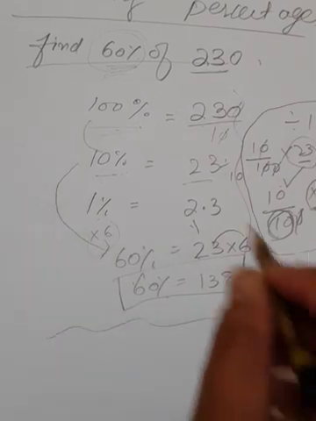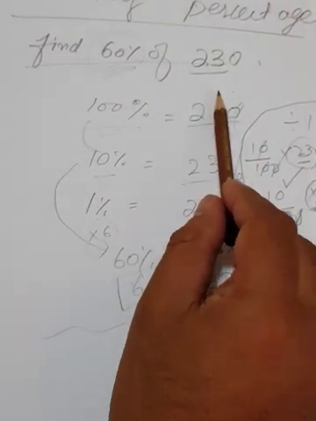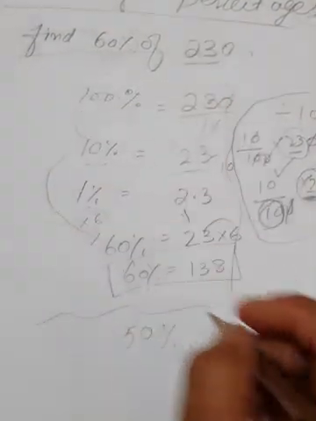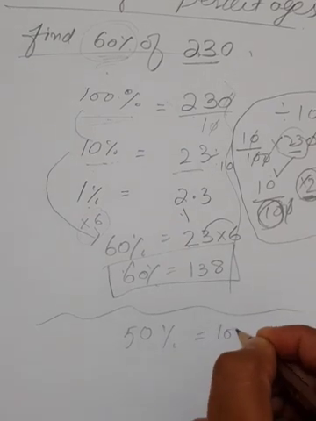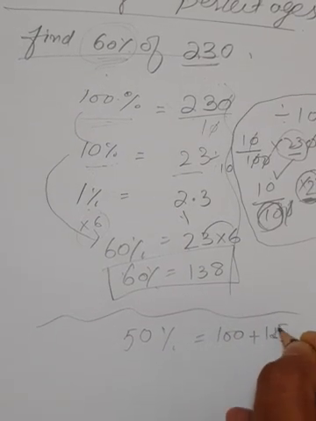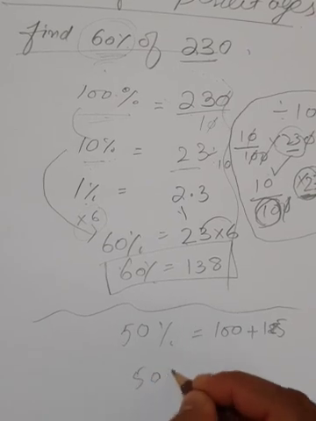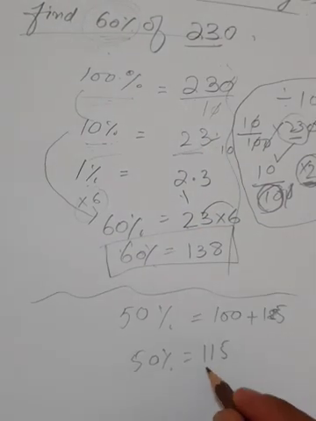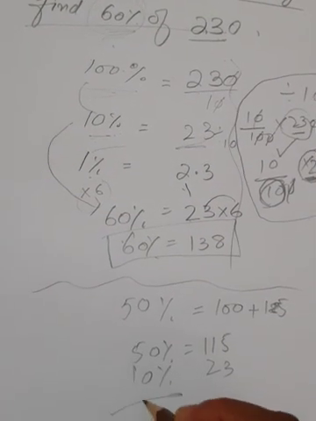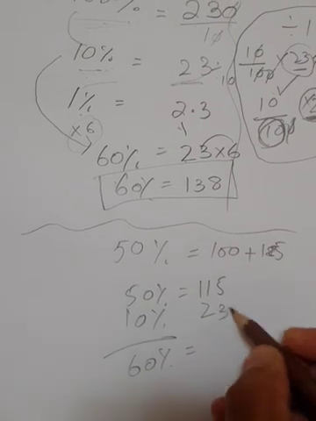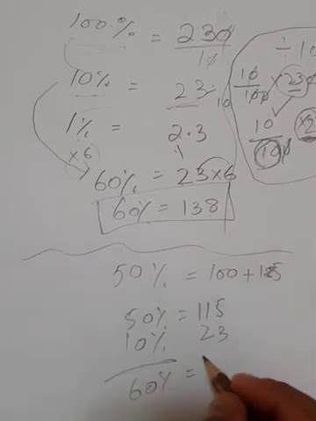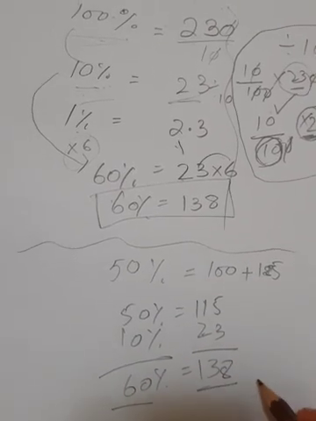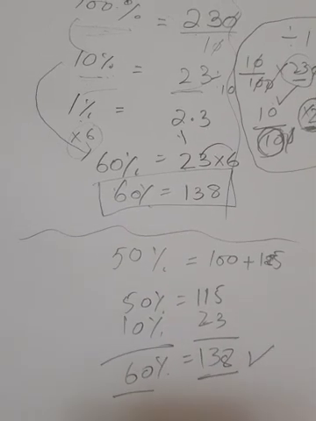You can also do it this way. You have to find out 60% of 230. Let's find out 50%. 50% will be half of it. So half of 200 is 100 and half of 30 is 15. So that is 115. So 50% means 115. Now you already know 10%, which is 23. So you can add 23 to that to make it 60%. So 5 and 3 is 8, then 2 plus 1 is 3, and 1. So 60% means 138. Okay, this is the second method.